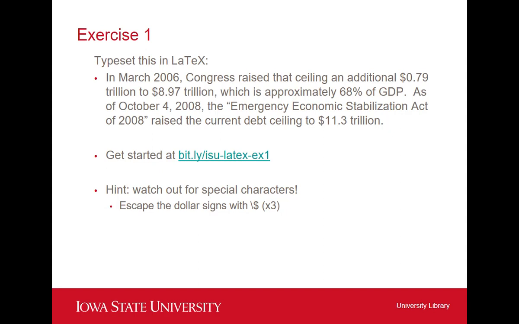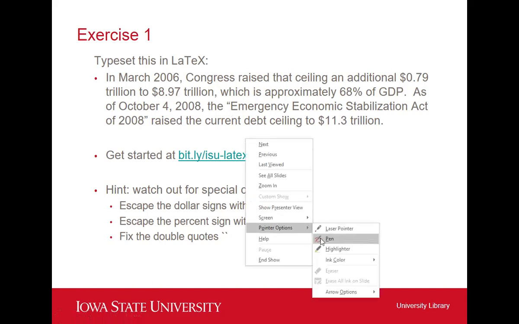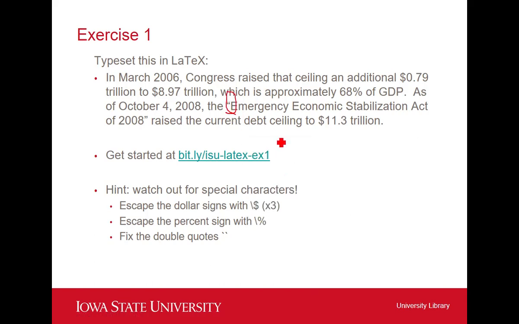So everybody caught the dollar signs. You have to escape the dollar signs. There's 3 of those sprinkled throughout. Right? You caught the percent. You have to escape the percent. And you caught the double quotes. So you can't use the double quotes right there. You have to use those 2 backticks to properly format this quotation right here. Questions? Pretty easy. Saw how Overleaf works. Tells you where there's an error.